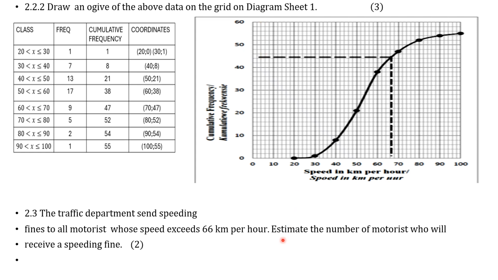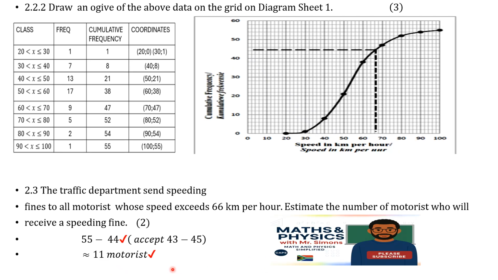If we look there, we know that the total ends at 55, so 55 minus whatever we got here. That looks like 41, let's see, 2, 4, 6, 8, 10, so 42, 44. Some of you would have 45, some of you would even get 46. So 55, which is the end point, minus 44. They say I must accept 43 to 45, so those are the only ranges they're accepting. So about 11 motorists drove faster than 66 kilometers per hour, and they got speeding fines.